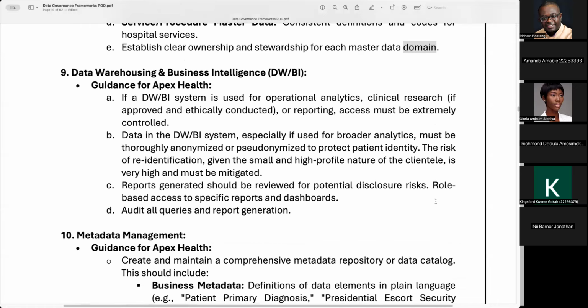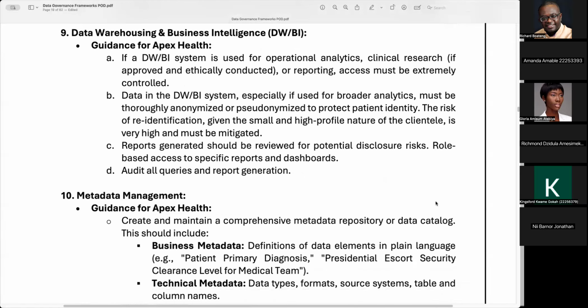Data warehousing and business intelligence seems like a particularly high-risk area when dealing with VVIP data. Aggregating it could be dangerous. It absolutely is. Access controls to any data warehouse or BI environment containing patient data must be extremely stringent. For VVIP data, even if aggregated for operational reporting, research use would be incredibly rare and highly scrutinized. Anonymization or pseudonymization techniques must be applied rigorously to mitigate the high risk of re-identification through inference or linkage attacks. This might involve techniques even more sophisticated than standard methods, like differential privacy.